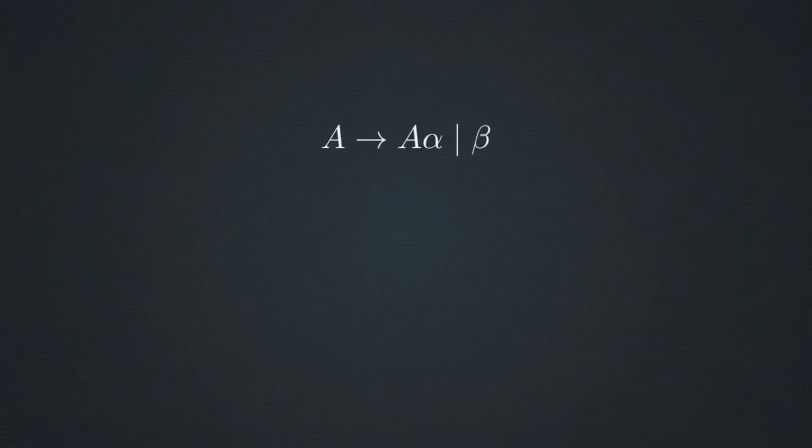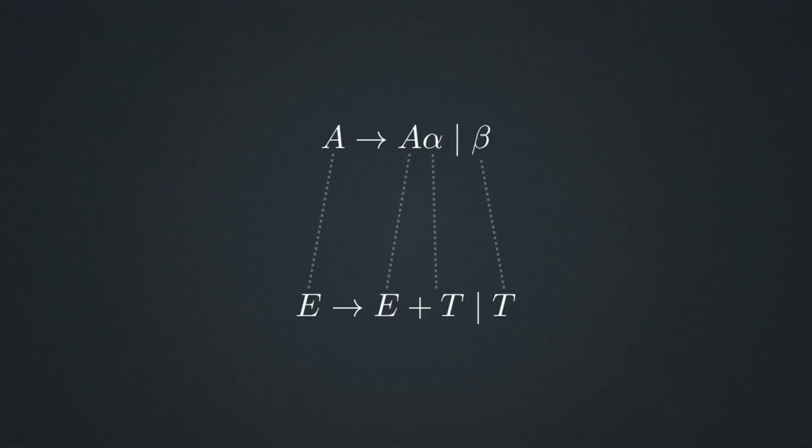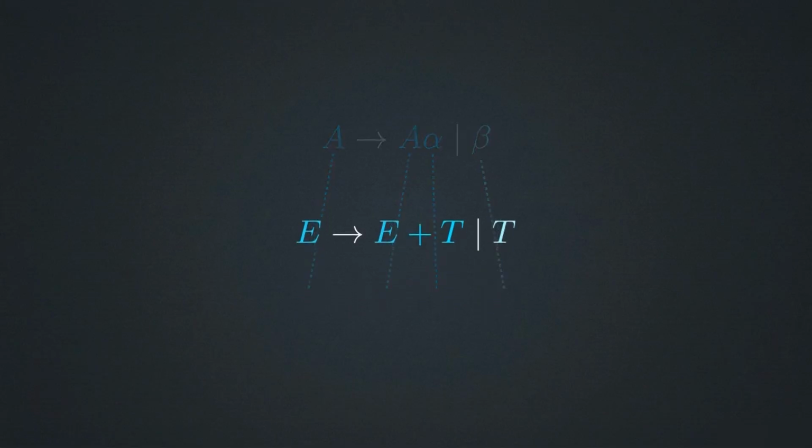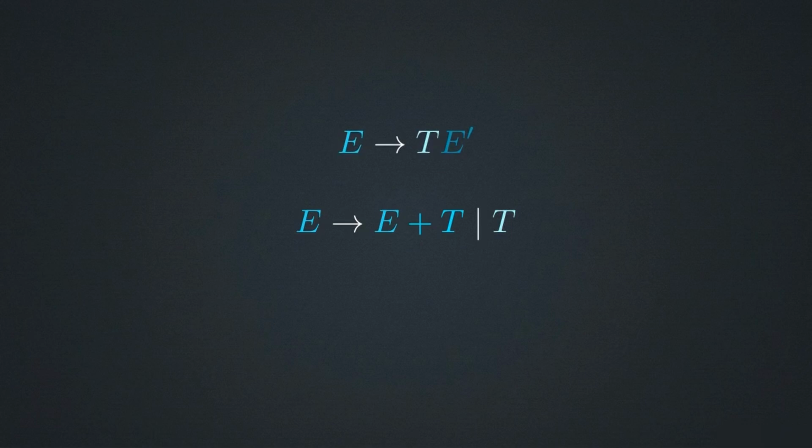Let's apply that formula directly to the classic expression problem. Here we map the original grammar onto the master formula. Our starting non-terminal, A, is E. The recursive part, alpha, is plus T, and the non-recursive base case, beta, is simply T. Now we execute the substitution. The base case moves up, creating the safe rule, E produces T followed by E prime. The recursive sequence moves down, creating E prime produces plus T followed by E prime, or epsilon.